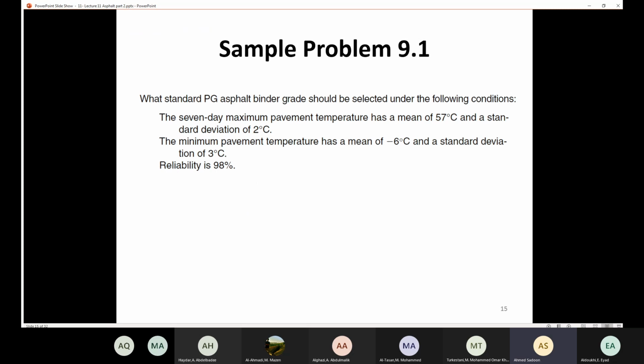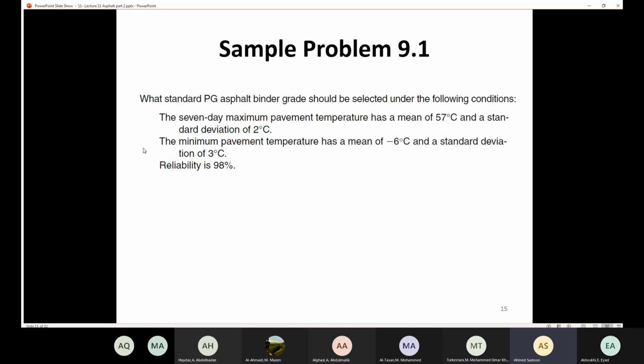So I'm going to give you another example here. Please focus here. What is the standard PG asphalt binder grade that should be selected under the following conditions? So here I'm going to give you conditions, and then you need to select the suitable PG asphalt binder. They say that the 7-day maximum pavement temperature has a mean of 57 degrees Celsius and a standard deviation of 2 degrees Celsius. So he measured the maximum temperature, he gave you the mean value and the standard deviation for it. Also, he measured the minimum pavement temperature, and the mean came out to be minus 6 degrees Celsius, and the standard deviation is 3.